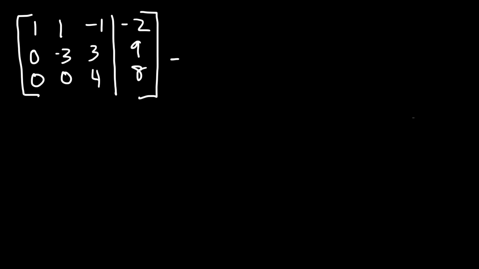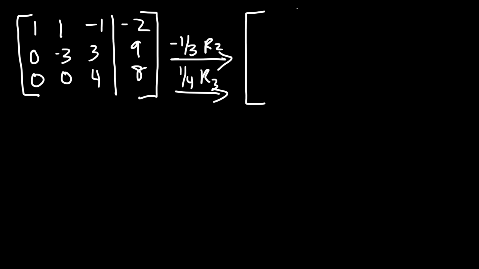So therefore, simultaneously, for row 2, I'm going to multiply by negative 1/3 R2. And for row 3, I'm going to multiply by 1/4. So row 1 will not change. Let's rewrite that. For row 2, we're going to multiply everything by negative 1/3, or divide everything by negative 3. So negative 3 divided by negative 3, or negative 3 times negative 1/3, is positive 1. 3 times negative 1/3 is negative 1. And 9 times negative 1/3 is negative 3.